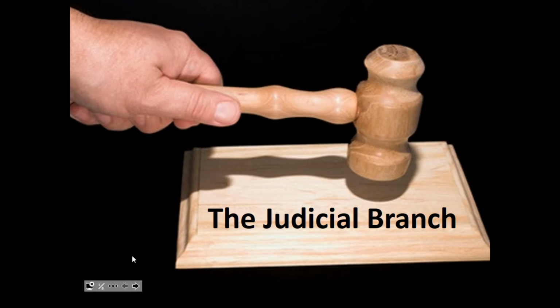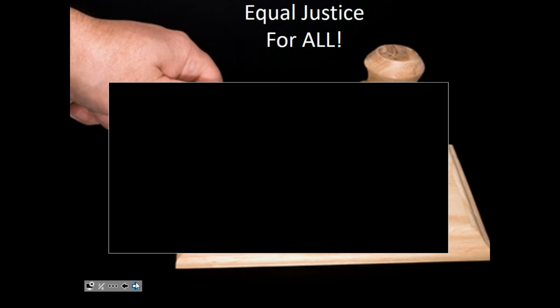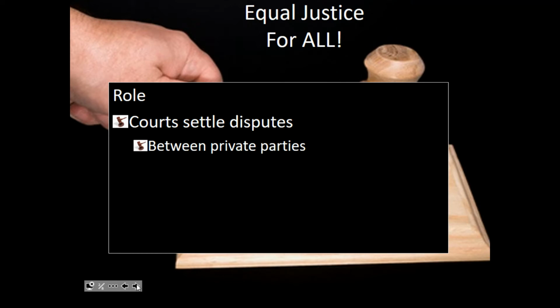All right, what is the role of the judicial branch? That is the very first question. And really, what the judicial branch is for, it's equal justice for all. And its courts are set up to settle disputes. And so when there's an argument, when there's an issue, when there's something that we don't know the answer for, that's what they're there for. And it could be between different types of peoples or entities. For instance, it's between private parties, so me versus you, or Target versus Walmart, or me versus Costco or something.